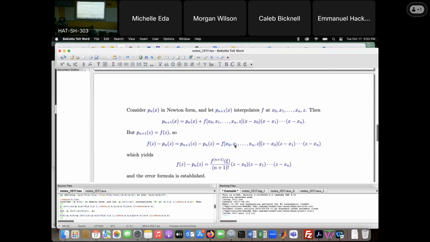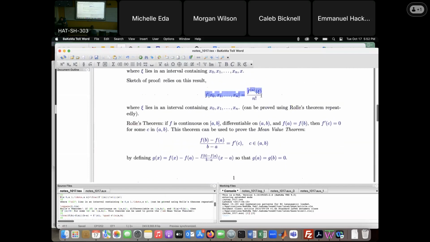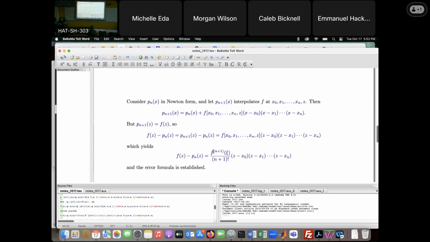And this is a divided difference of order n plus 1 because there are n plus 2 x values sitting in here. And by this result up here, that's equal to a higher order derivative of f at an unknown point times all these linear factors, and that's the error formula.